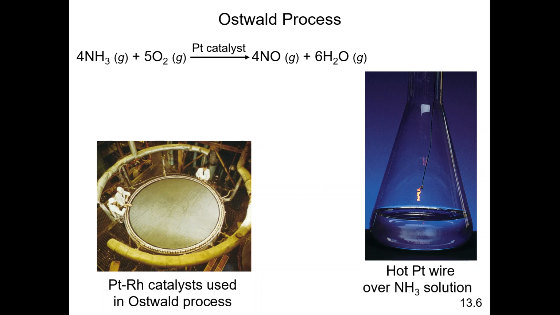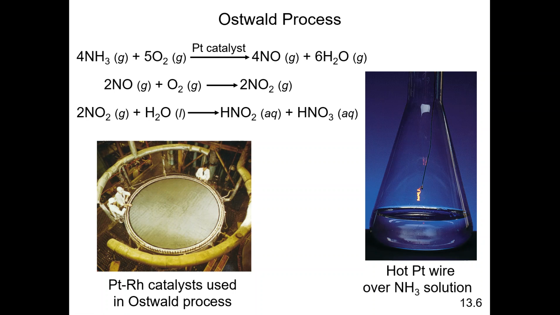So this is basically how it is done in the lab. And what you see here is a picture of the catalyst that is used in a more industrial setting to produce larger quantities of the NO. That's important because the NO will react with oxygen to form NO2, and then the NO2 will react with water to form nitrous acid and nitric acid. So this is used as the industrial production method for manufacturing nitric acid and nitrous acid.